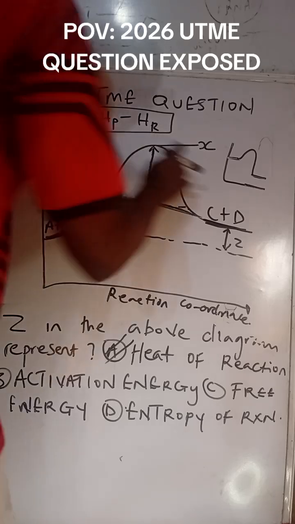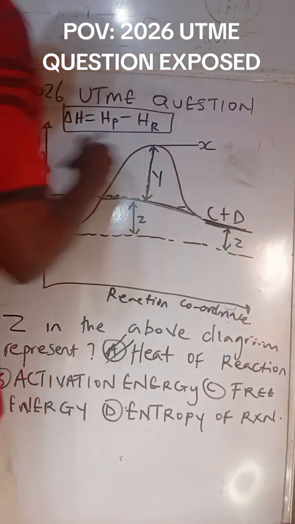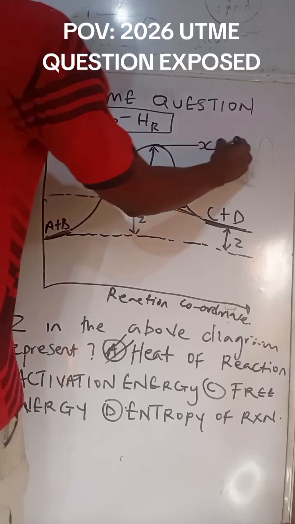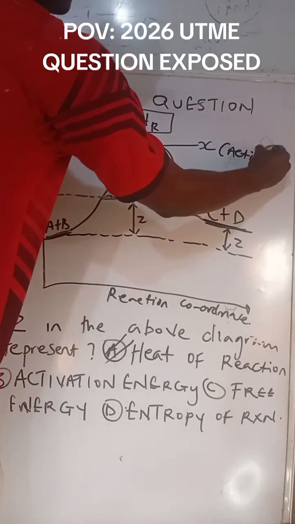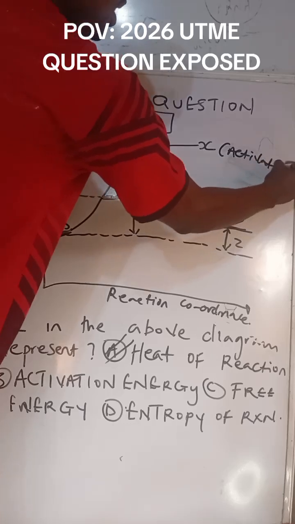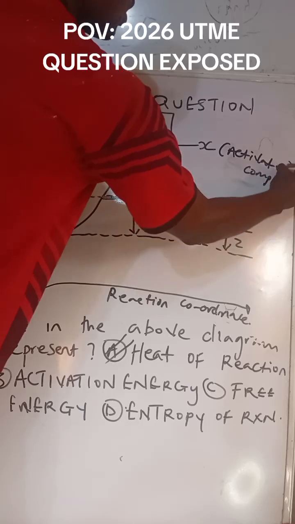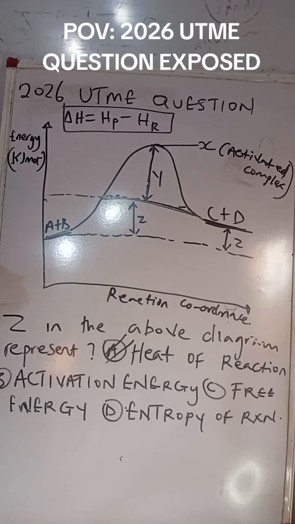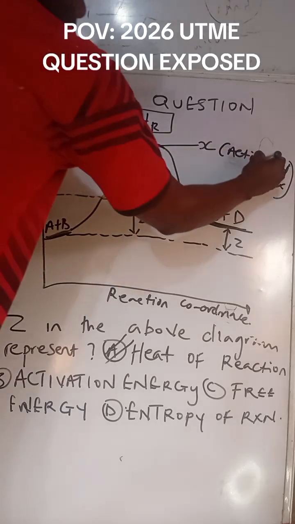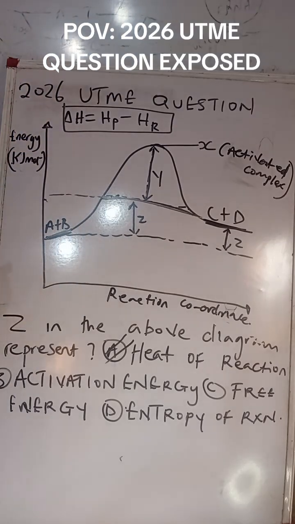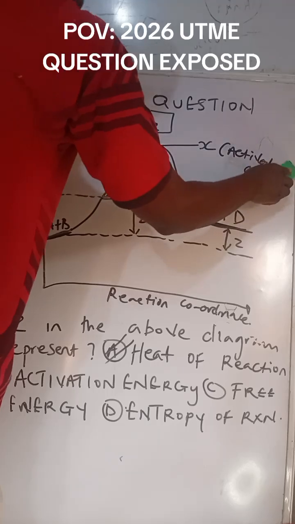Now please watch. The peak of the curve, this X, is called the activated complex. That should be taken note of. So in case you are asked, X is the activated complex. The activated complex is usually the reactant plus energy, which is going to give us the product. So it's called the activated complex.